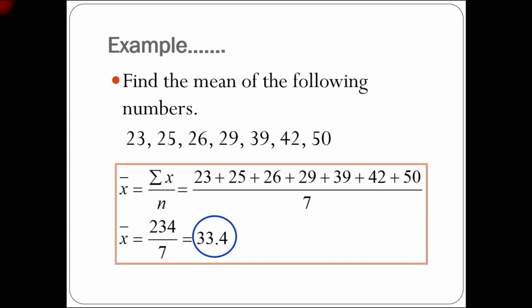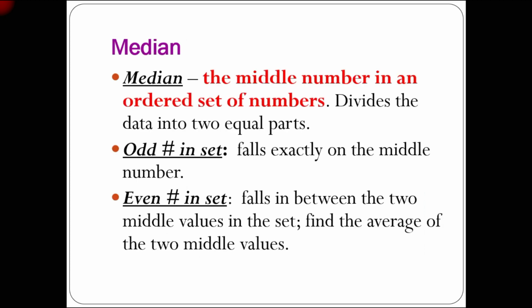Or, yes, pwede rin naman itong 1 decimal place. That's 33.4. Kasi kung i-round natin si 0.43 or 0.428, 0.4 ang kakalabasan nyo. Okay? Okay, so median.